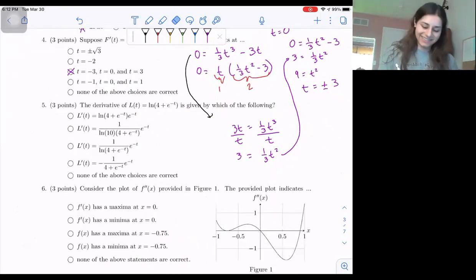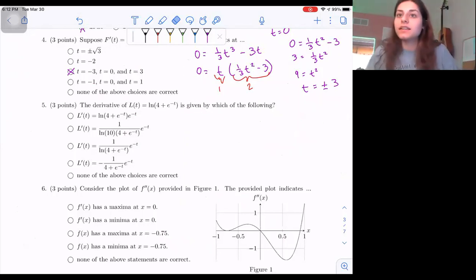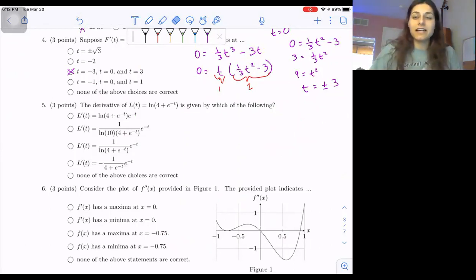Okay, and I'll get rid of this. All right, number 5. The derivative of L of t equals natural log of 4 plus e to the power of -t is given by which of the following? Okay, so they just want us to take a derivative, but of course it's not going to be very simple. So how will we take the derivative of this? Well, when it looks kind of hard like this, like we've got natural log of something, but inside that something we've got another thing we have to take a derivative of, you're probably going to end up using chain rule.